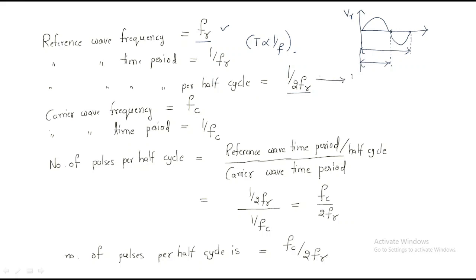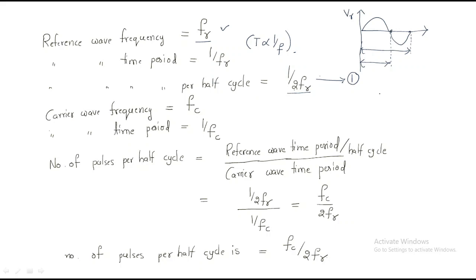This is the first equation. Understand? Simply, the reference has the frequency Fr, and the time period equals 1 by Fr. But the reference time period for half cycle is 1 by 2 Fr. Right. Next, carrier wave frequency equals Fc.